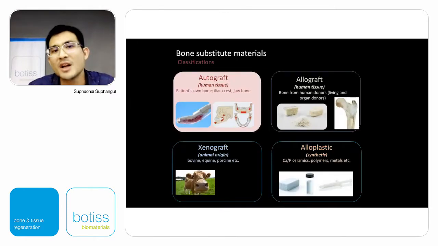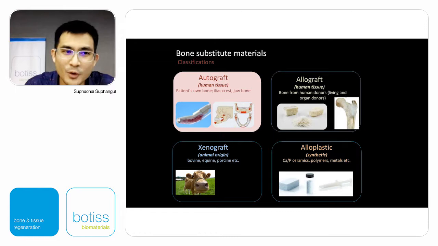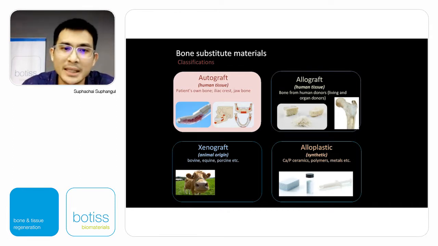Okay, classification of the bone substitute. First, Autograft, which is the gold standard nowadays, is the patient's own bone. It has all the properties: the cells, the scaffold, and the bone morphogenetic protein. But it has a disadvantage because it causes morbidity and needs another surgical area, increasing pain and morbidity for the patient. That means nowadays we have choices for the patient, such as the Allograft.